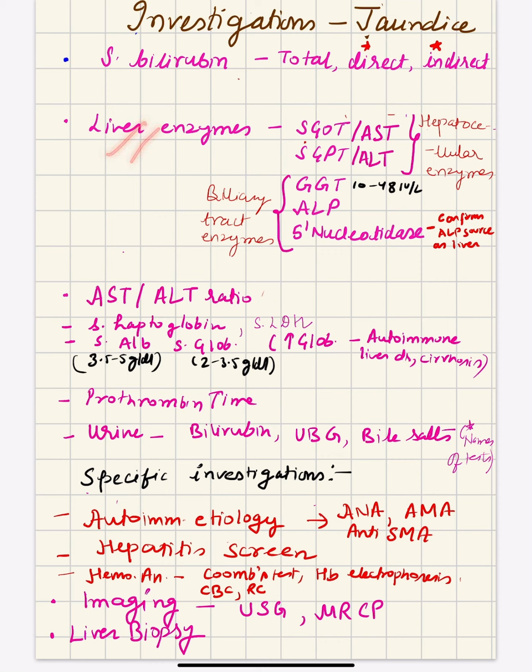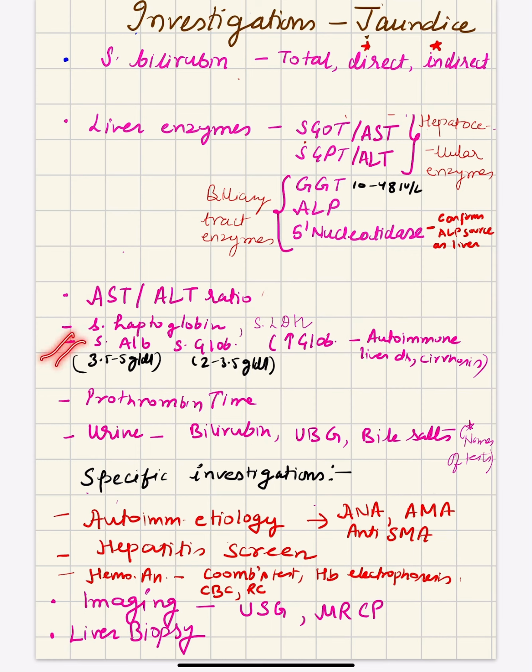Then you do the liver enzymes. The hepatocellular enzymes are increased in hepatocellular jaundice: SGOT or AST, SGPT or ALT, then the ratio of AST to ALT. Then the biliary tract enzymes are gamma glutamyl transferase, alkaline phosphatase, and 5' nucleotidase. That will be helpful to diagnose any case of obstructive jaundice. Then serum haptoglobin and serum LDH will help you to diagnose hemolytic anemia.